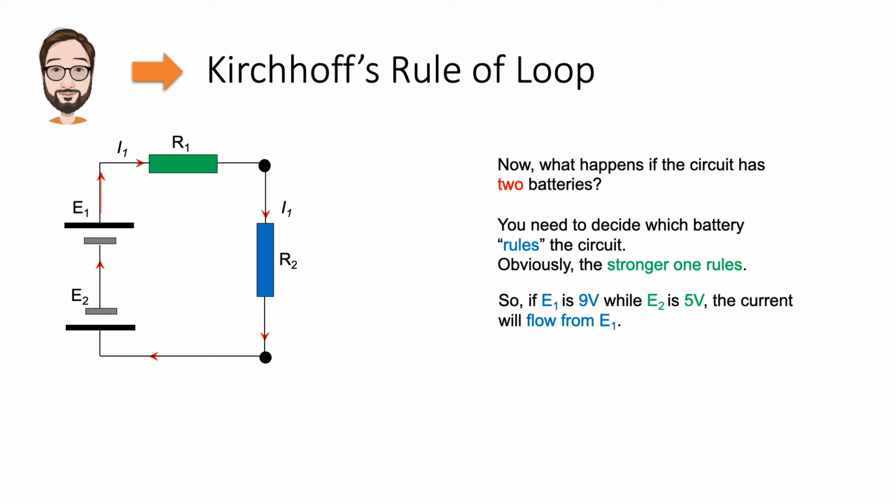How would that reflect on the circuit? That means I'm going to take the current of the stronger one as the default current direction of the circuit. And I know the current comes from the positive side of the battery. So I will expect that the current comes from the positive side of E1, not from the positive side of E2. This is how you state the direction of the current in a circuit.